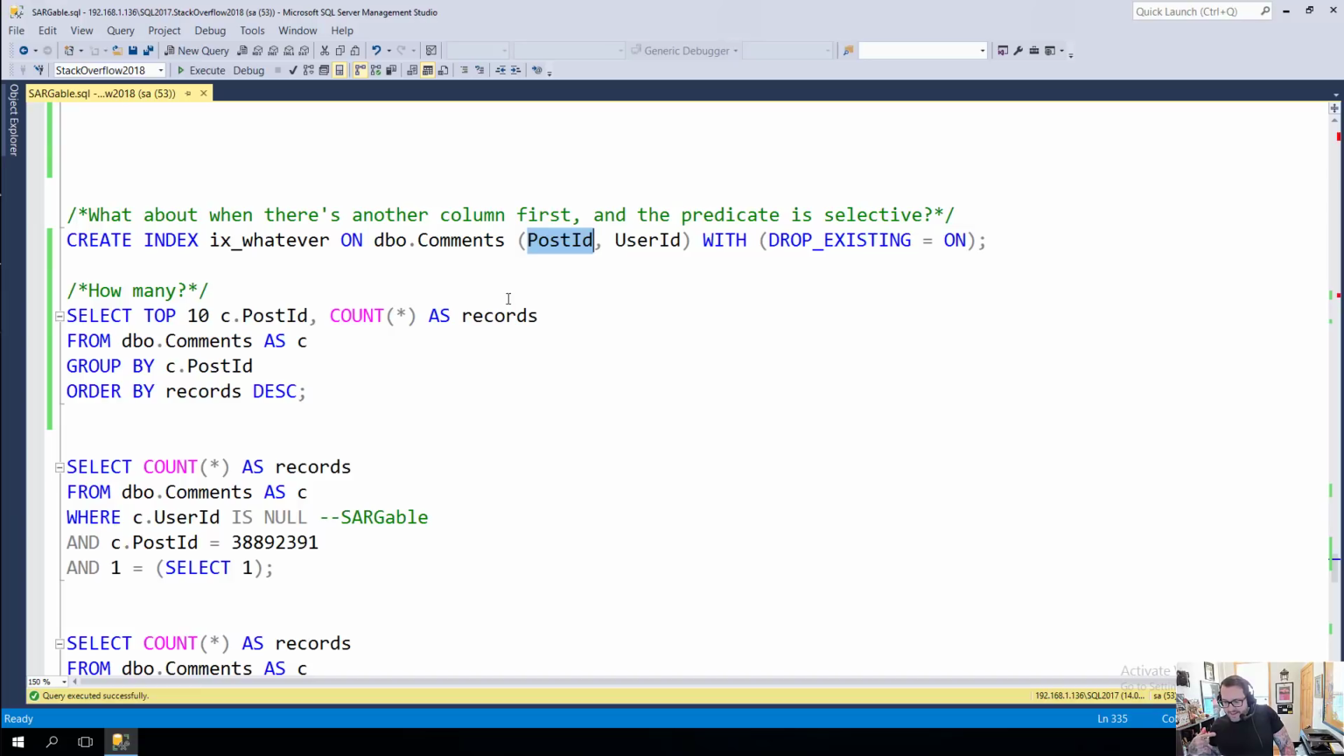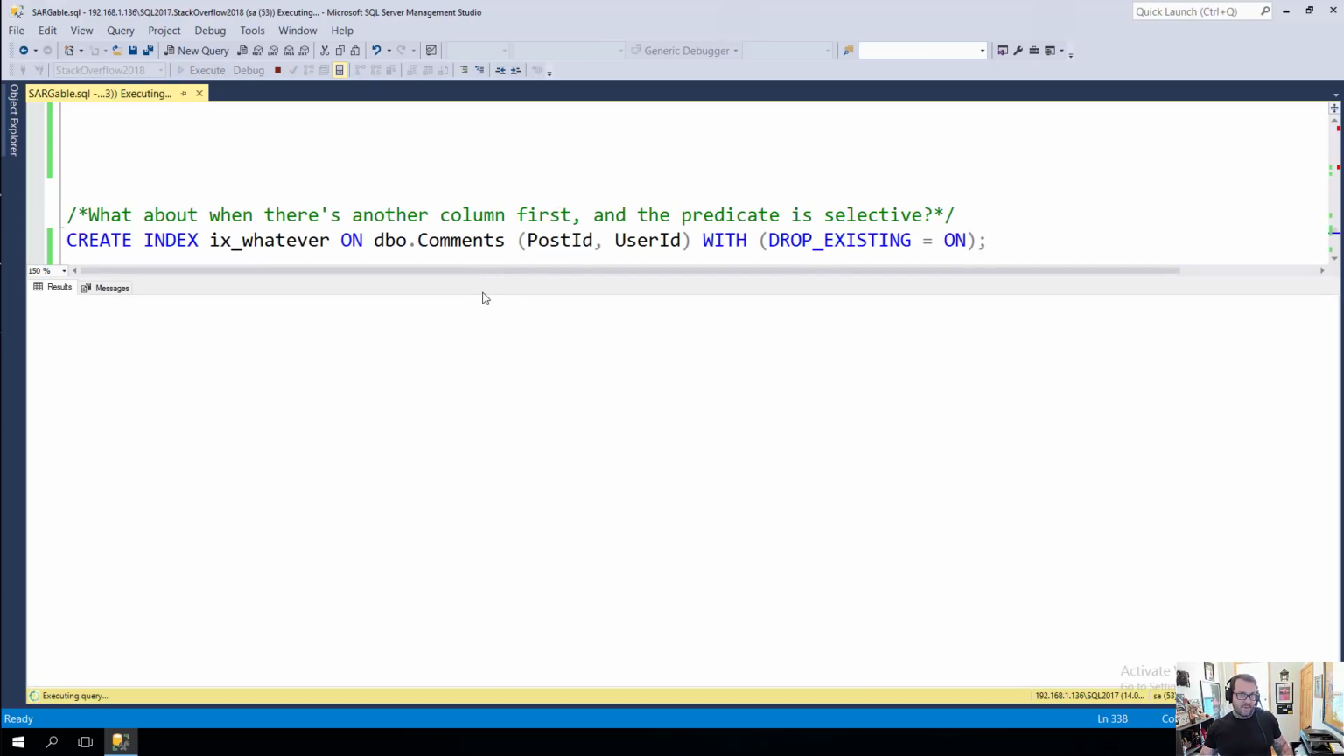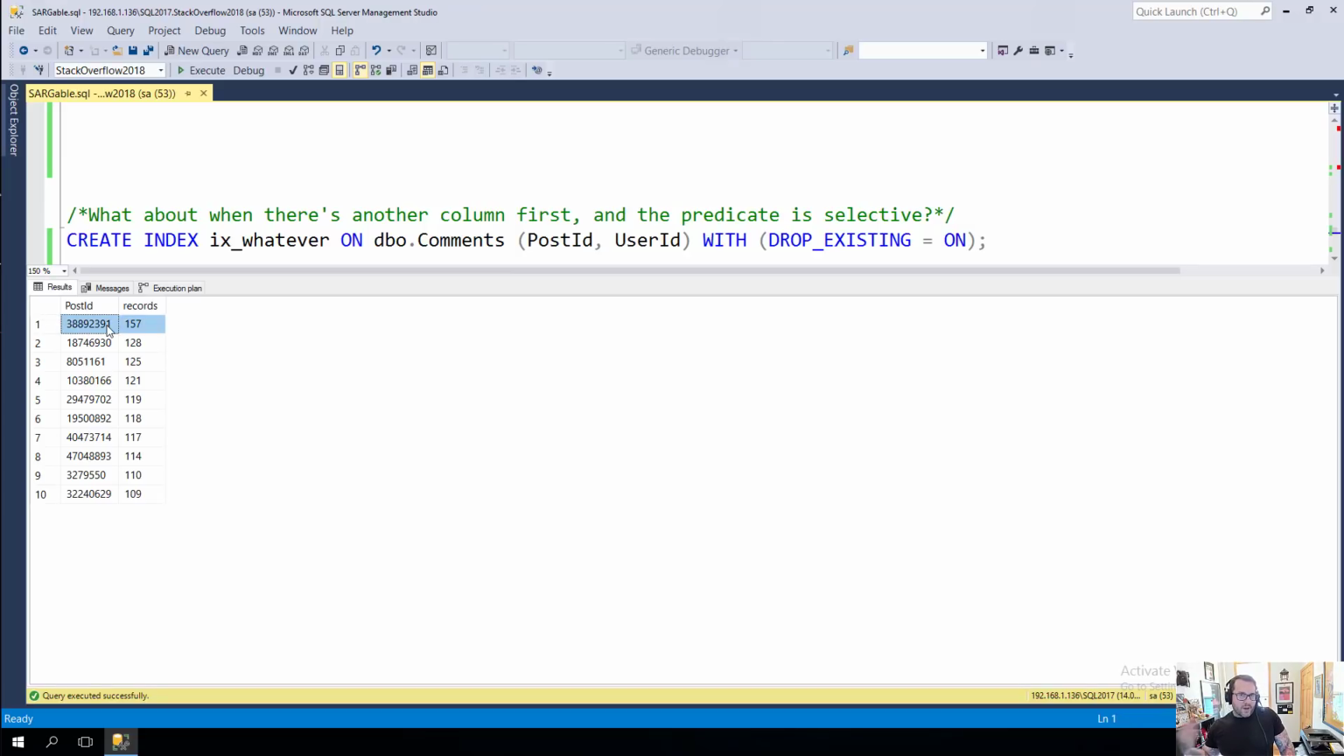And the interesting thing is the questions with the most posts. Post ID is the question that the comment is related to. If we look at this, the question with the most comments, it could be an answer too, because the post table has questions and answers. If we look at which post in the post table has the most comments associated with it, it says 38892391, which has 157 comments on it. That's not a lot of rows compared to the 68 million rows that are in the comments table. This one question, which has the most comments, still only has 157.